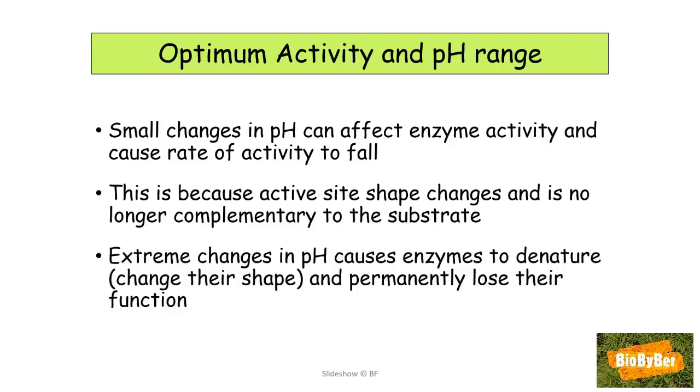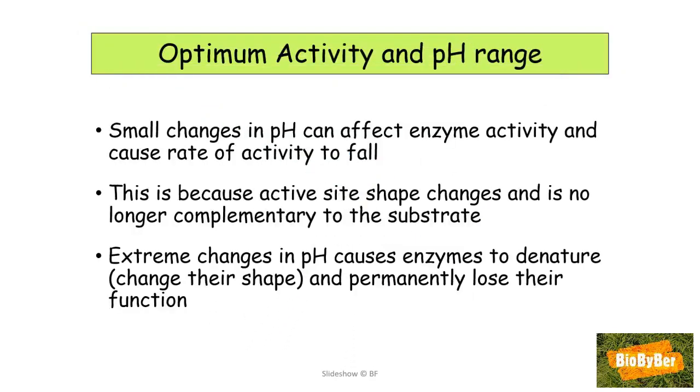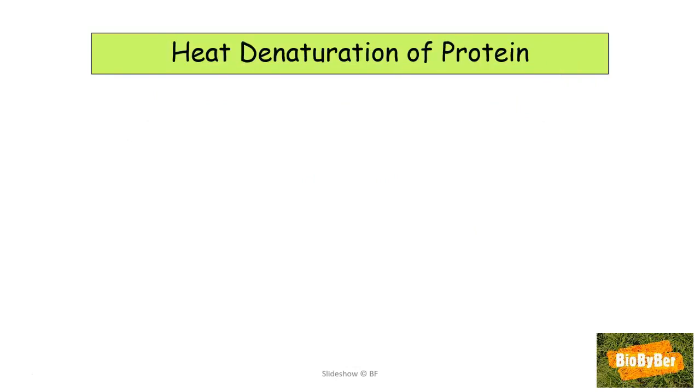Extreme changes in pH causes the enzymes to actually denature, to change their shape completely. The shape of the active site and the shape of the enzyme is so changed that they permanently lose their function. They can no longer catalyze chemical reactions.